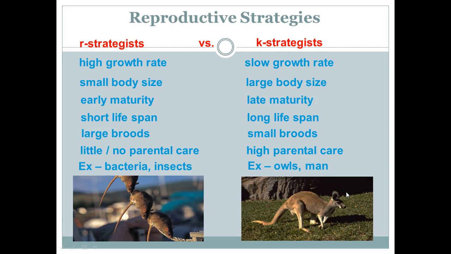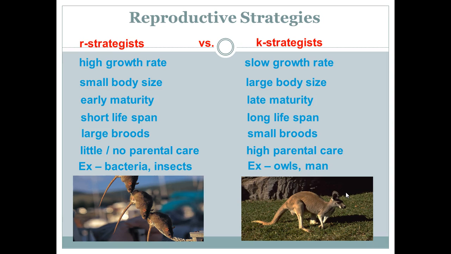I want to go back a minute, sorry. I want to talk about one that fits into both of these a little bit. Think about an alligator. An alligator gives parental care, and it has large body size. But an alligator has large broods. They lay a lot of eggs at one time. They can have 12, 15 little alligators. So, where does it fit?